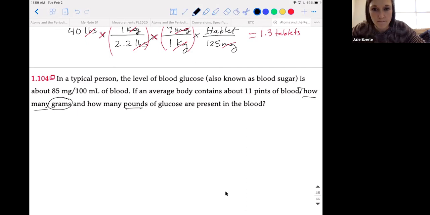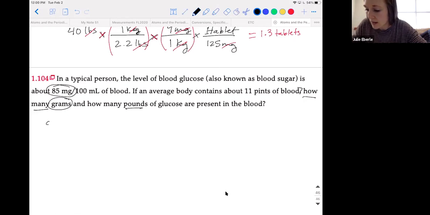Where do I want to start? How do we get to grams? Grams of glucose. Tyler says convert milligrams to grams. Okay, so convert pints to milliliters. We will eventually need to do that, Jonathan. Okay, so milligrams to grams. So y'all want to start with the number of milligrams given in this problem? Is that where you want to start?